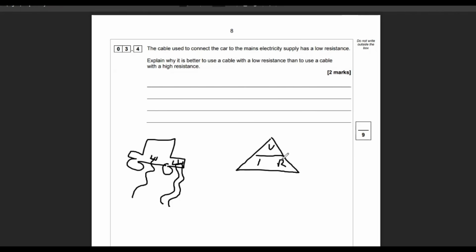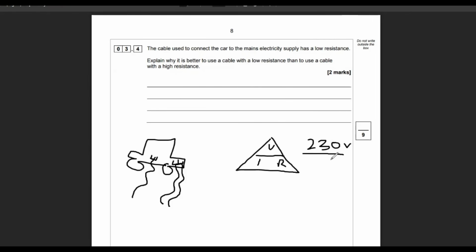So if I have a low resistance, remember the potential difference in the UK is 230. So let's say I want to charge my car quickly. I want a big current. Well, if I use a low resistance, I can get a bigger current while having the same voltage. I'm not allowed to change the voltage in the UK. It's 230 from the main supply.